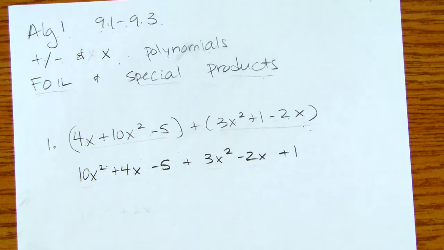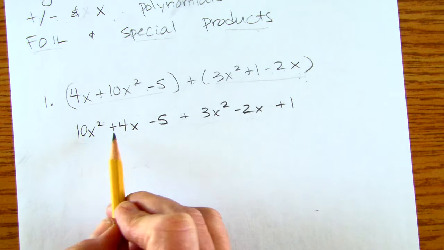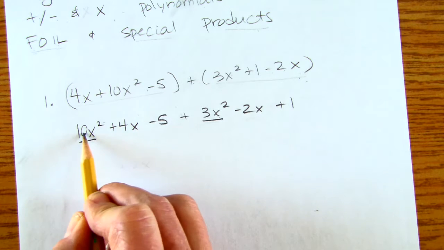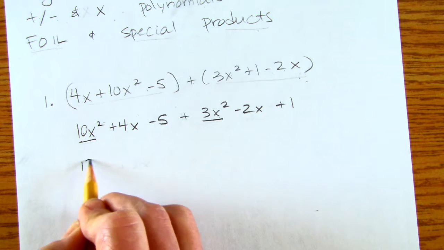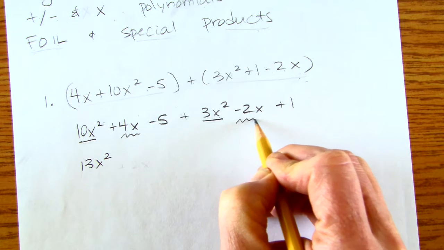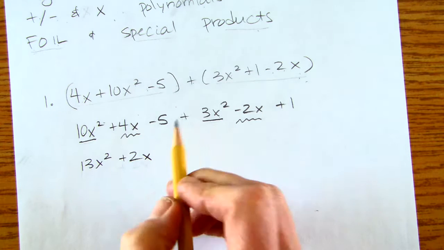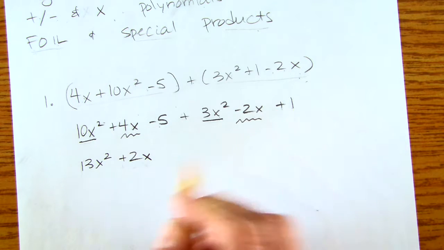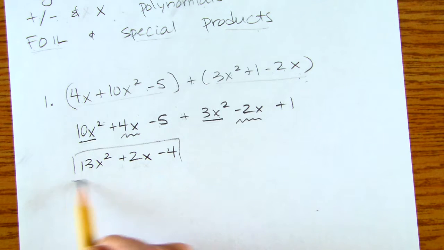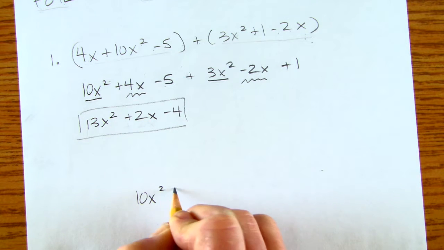Now, if you're comfortable adding horizontally, we're really just combining like terms. So here's an x squared and here's an x squared. I like to say that those are apples. So if I have 10 apples plus 3 apples, I get 13 apples. And then if I have 4 bananas minus 2 bananas, that gives me 2 bananas. And then I have a negative 5 and a positive 1. That gives me a minus 4. So there's my answer.